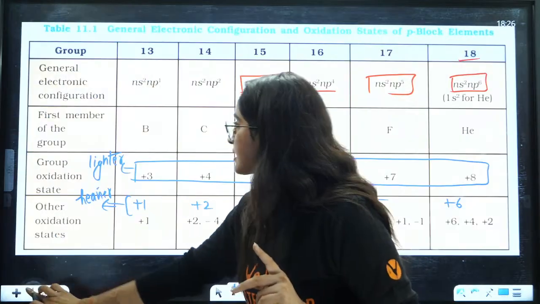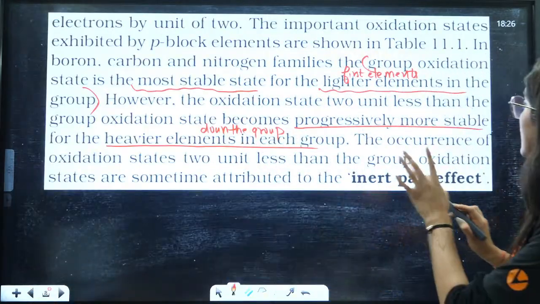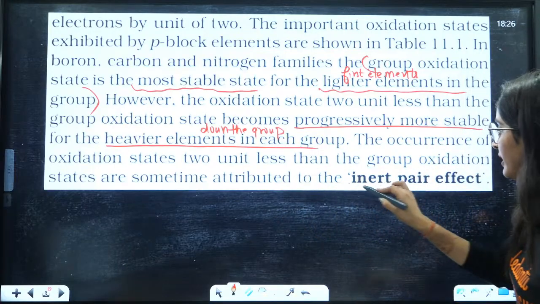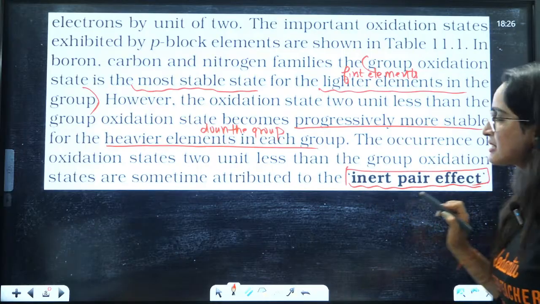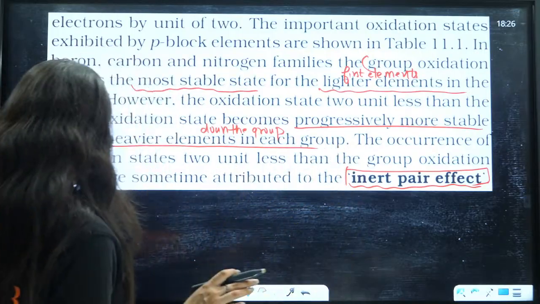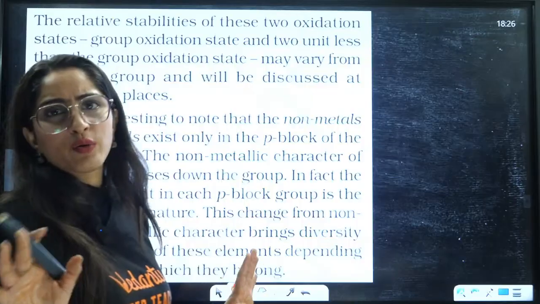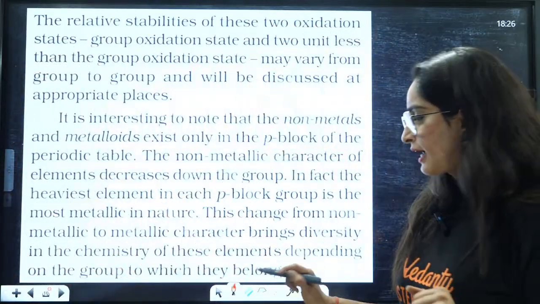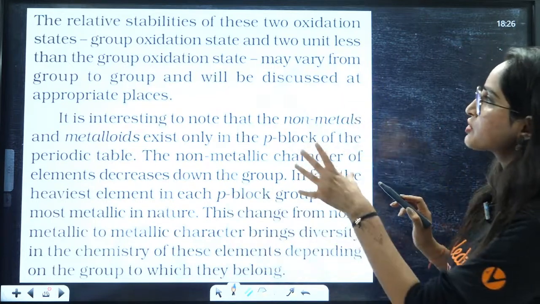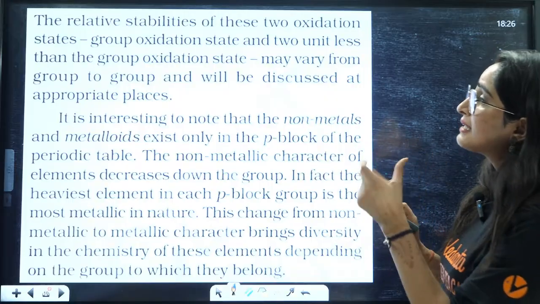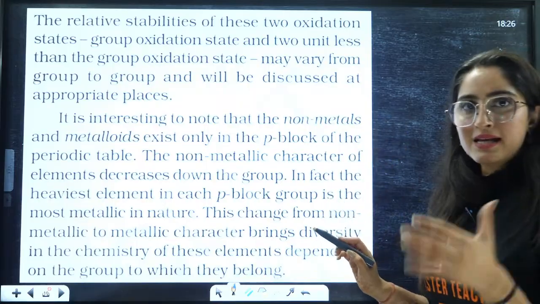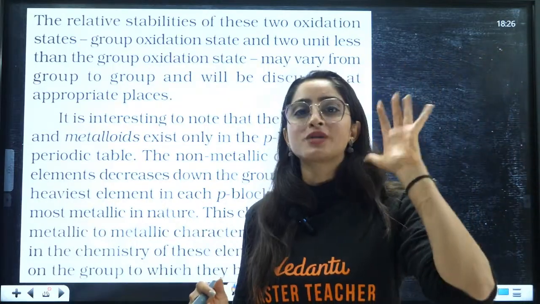Now next thing is I think that we have done. The occurrence of oxidation state 2 units less than the group state is sometimes attributed to the inert pair effect. That also we are going to see in detail, what is inert pair effect. Don't worry, right? Just relax right now. We are going to see in detail what is exactly inert pair effect. I will give you a hint. It is related to lanthanoid contraction, similar to lanthanoid contraction. Okay, so now let us talk about this. The relative stability of these two oxidation states, group oxidation state and 2 units less than the group oxidation state, may vary from group to group and will be discussed at appropriate places. As I told you, this we will discuss in all the groups in detail, right?